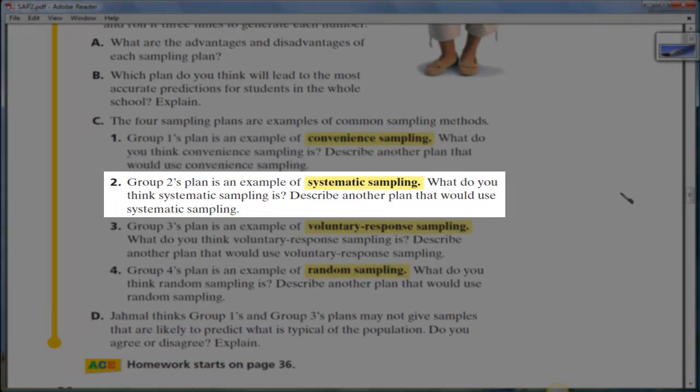Group 2's plan is an example of systematic sampling. What do you think systematic sampling is? That word systematic, what does systematic mean? Where does that really come from, and how do you think it relates to Group 2's plan? And then describe another plan that would use systematic sampling.